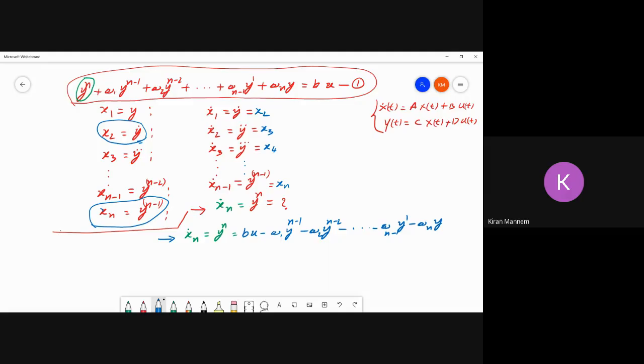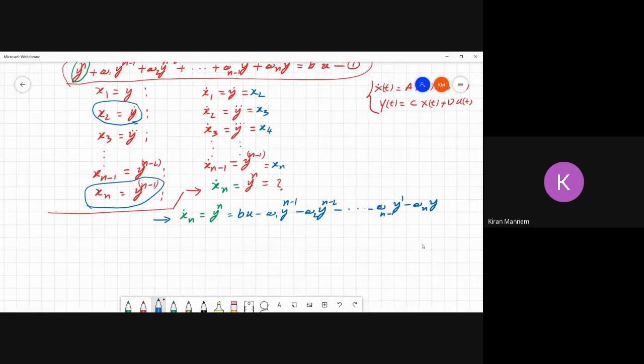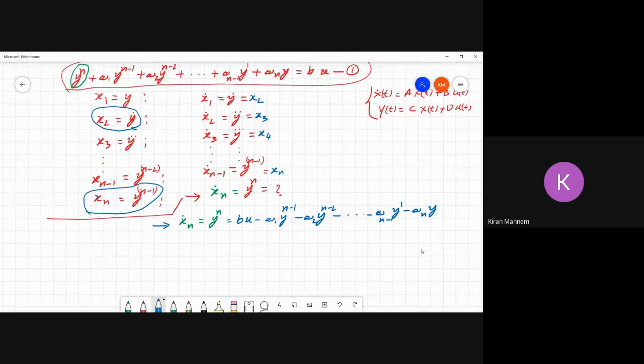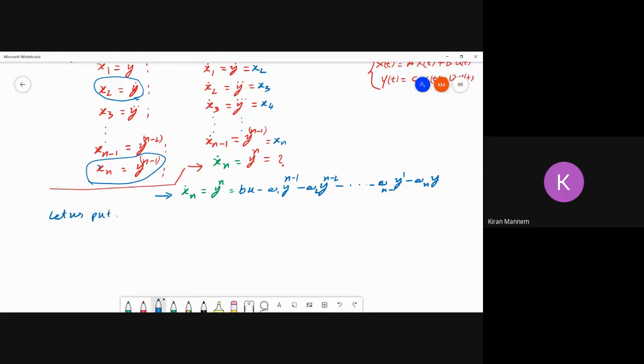Now let us put all these values in matrix form or in state model equation, right? So what is that? We should put all your first order differential equations of state variables in terms of matrix A, x of t, and B into u of t. So let us put in matrix.